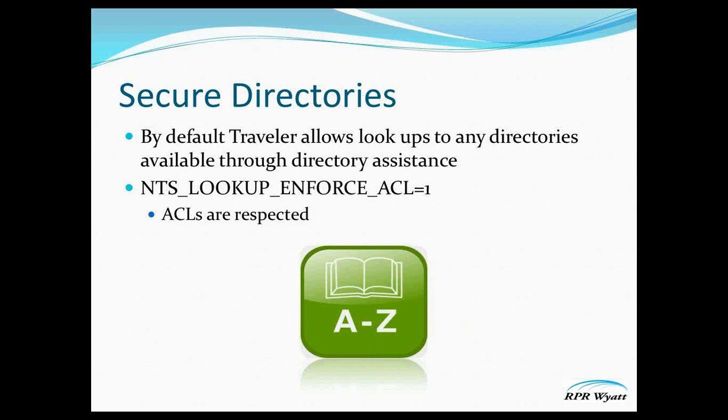Any address books available through Directory Assistance will be available to users on a Traveler device doing an address lookup. And this is regardless of how they are represented in the ACL. If you have secure directories like those containing contact information of your executives, board members, then you'll want to use NTS_LOOKUP_ENFORCE_ACL in your notes.ini. This will force Traveler to obey the ACLs of the directories, meaning that only those that have access to the directory will have addresses returned from it.